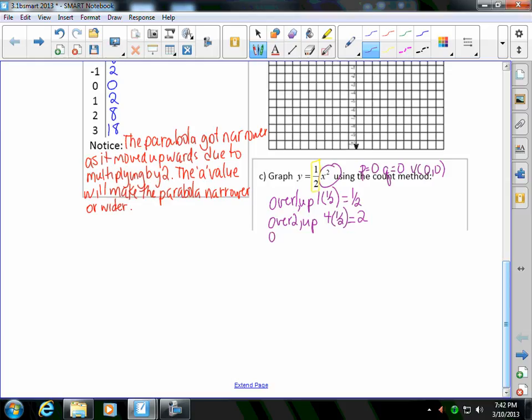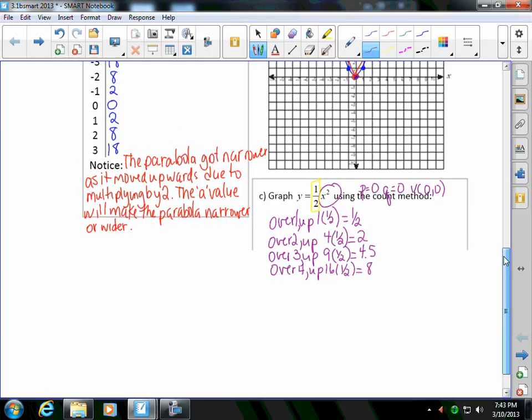So if we go over 3, we would have gone up 9, but we have to go half that amount, so we're going to go up 4.5. And because these are such small values, we can go one more. We'll have room on our graph, so we'd go over 4, up normally 16, but this time we're halving it, so we'll go up 8.